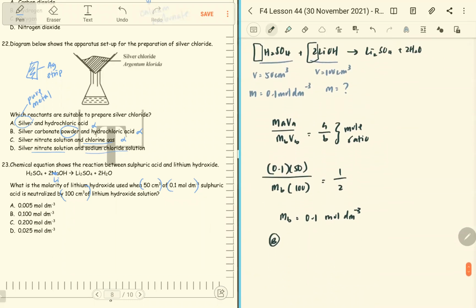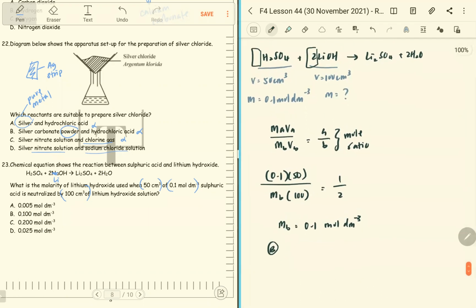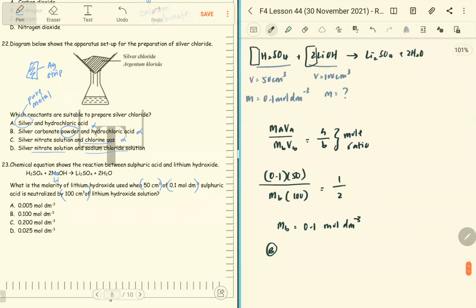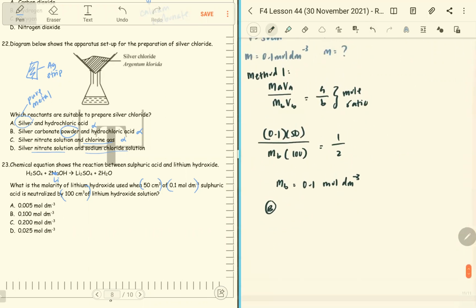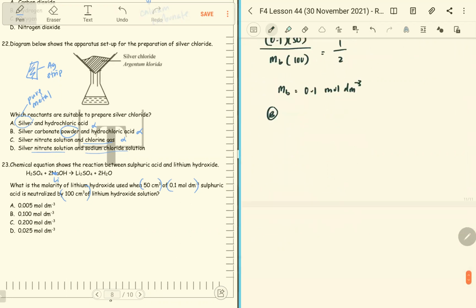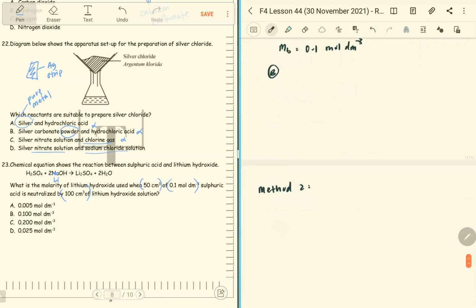So this is one method. Another method for neutralization is always just go for mole. So method one is always just to use the equation, the simple formula here. Method two is always to look for your mole, just like any other way we will do. So let me just show you quickly how to use method 2. Method 2 is always find mole.